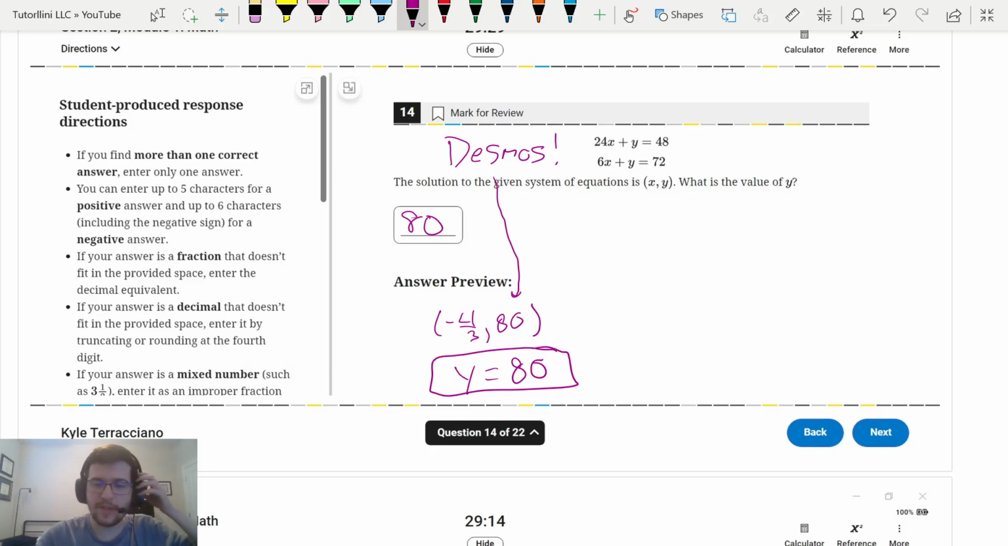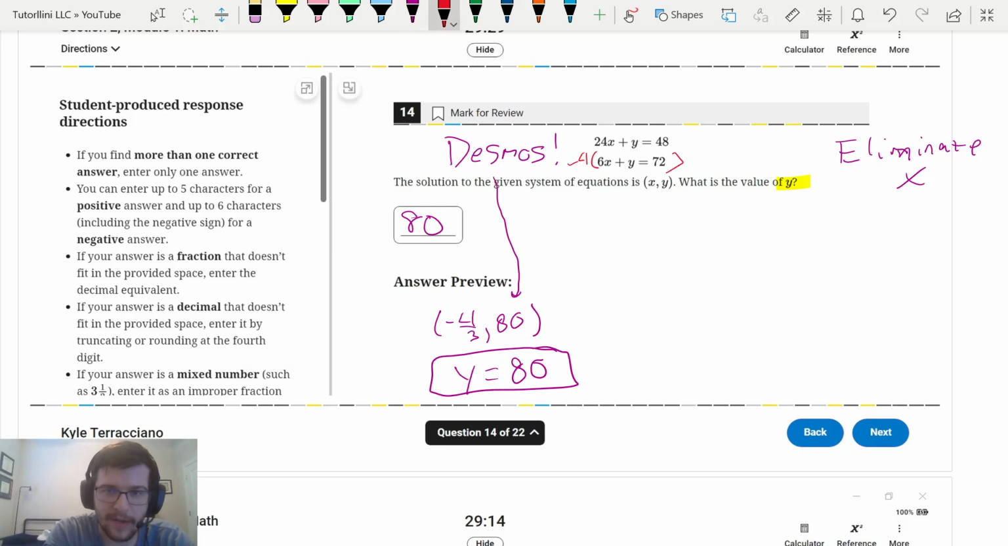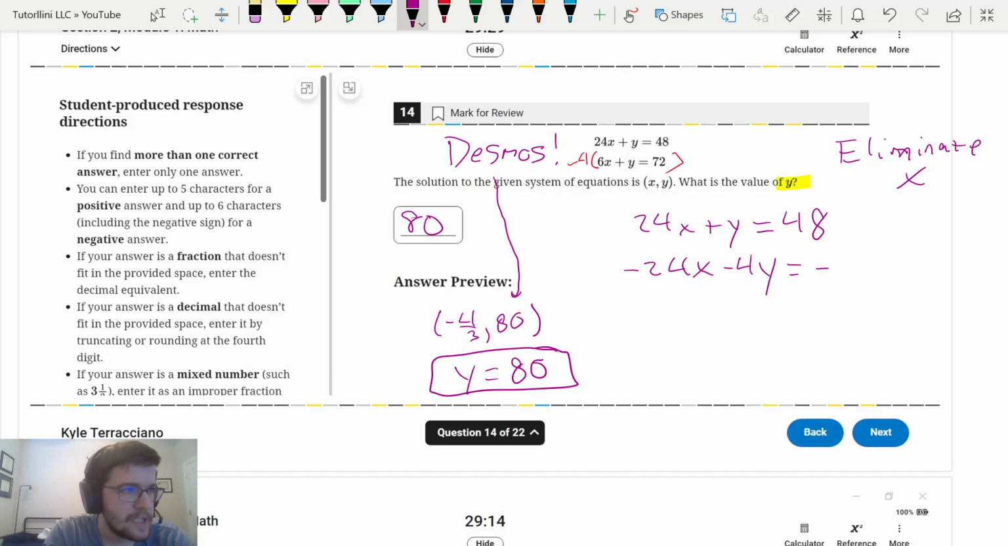Okay. So let's go over how to do it by hand now. So this is standard form. So we tend to want to use elimination. So we want to find y, so we want to eliminate the other letter. So we're going to eliminate x. I look at the x's, and the least common multiple of 24 and 6 is 24. So I'm going to multiply the bottom one by negative 4 so that when I add them, they go away. So we get 24x plus y equals 48, and then multiply the bottom one by negative 4, and we get negative 24x minus 4y equals negative 288.